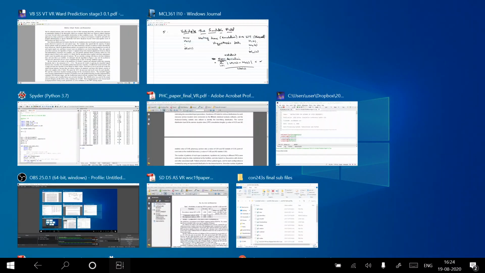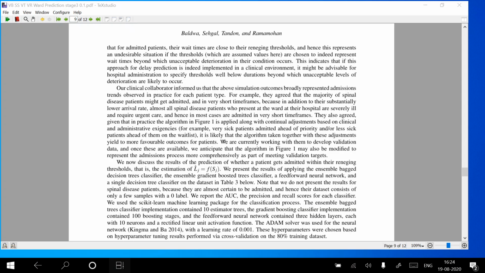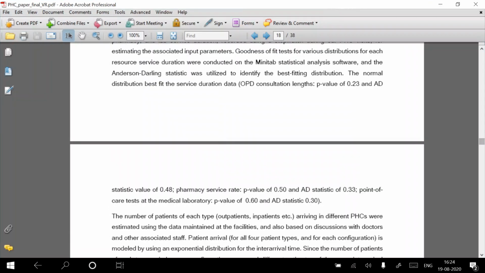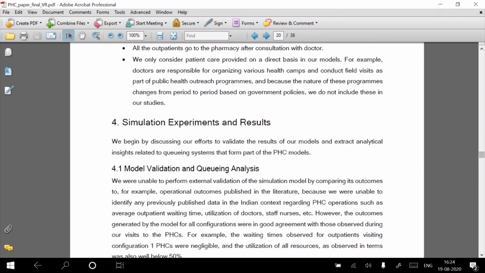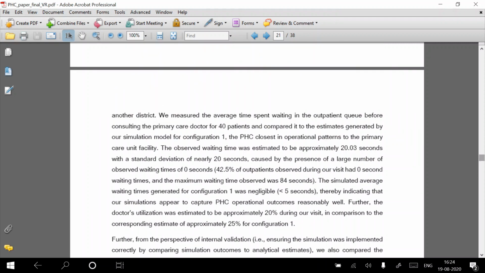So that is a good example here as well. For example, if I talk about validation here, you can model validation and queuing analysis. We say we measured the average waiting time spent in the outpatient queue before consulting the primary care doctor for 40 patients. Compare it to the estimates generated by our simulation model for configuration 1, the PHC closest in operation patterns to the primary care unit facility, right? And then we do some discussion around that. All right.